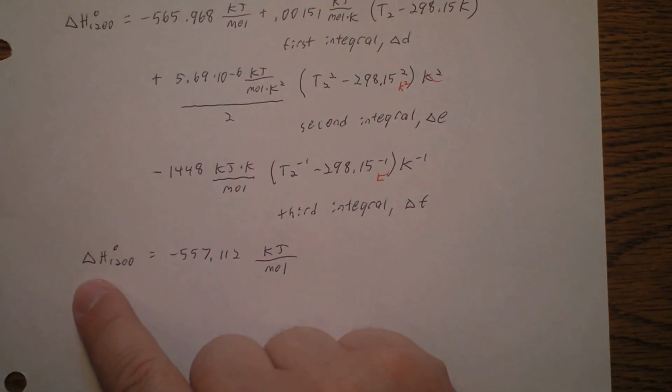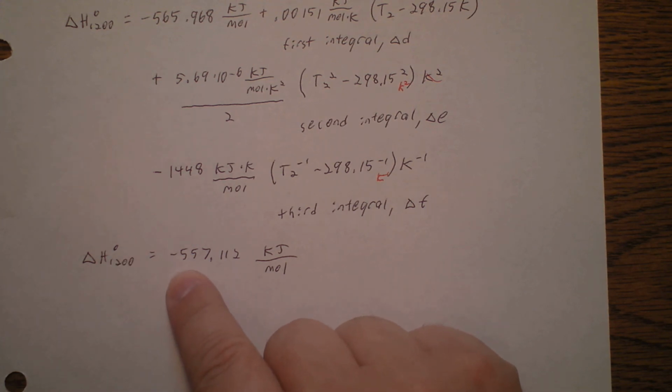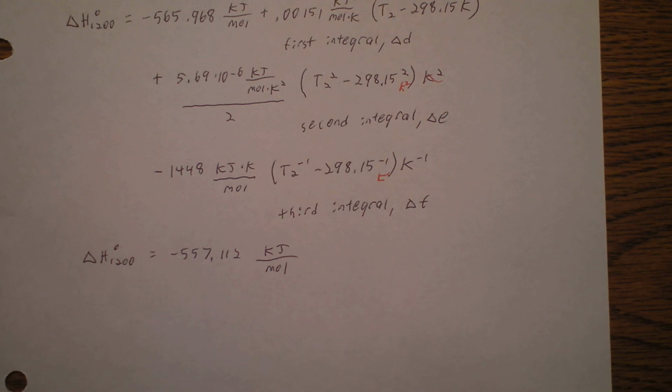So the answer is the change in enthalpy in the standard state at 1200 Kelvin is just minus 557.112 kilojoules per mole. That is the end of section 5.